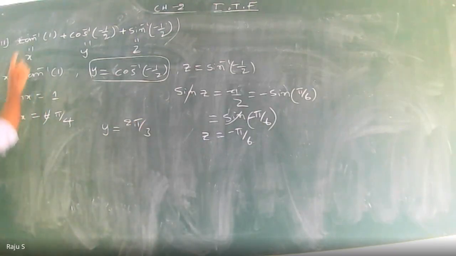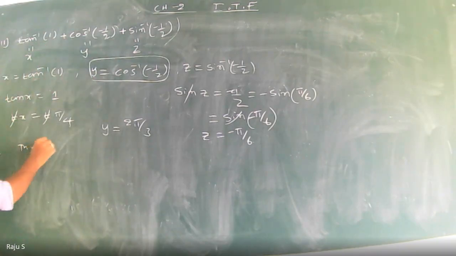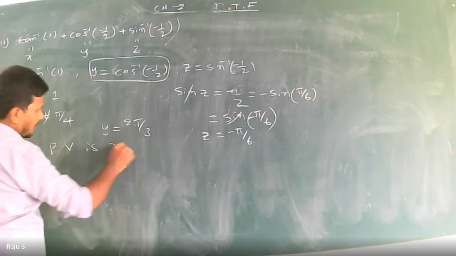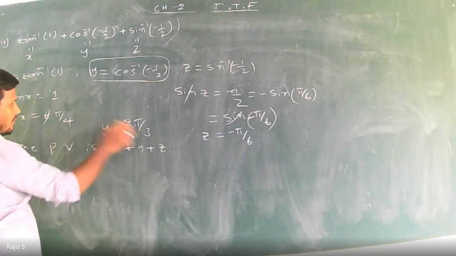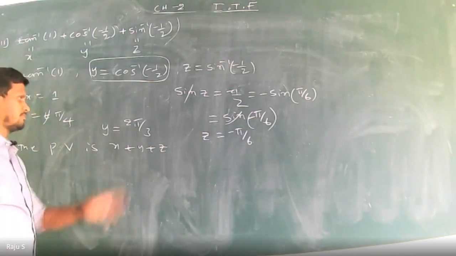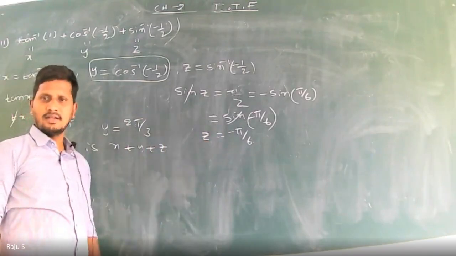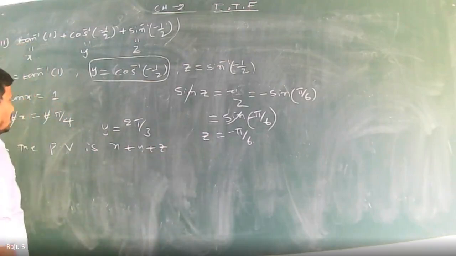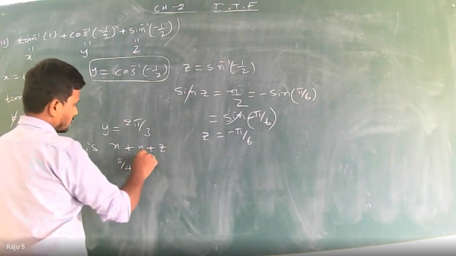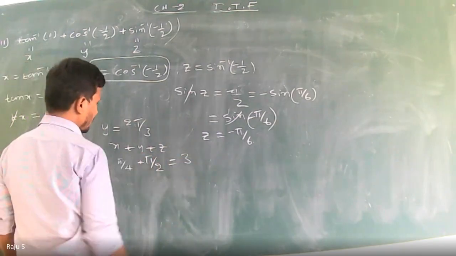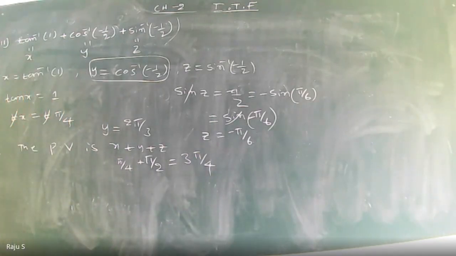So now the result is x plus y plus z, the principal value. That is 45 plus 120 minus 30, which is 90 plus 45, that is pi by 4 plus pi by 2, nothing but 3 pi by 4. Okay, that's it.